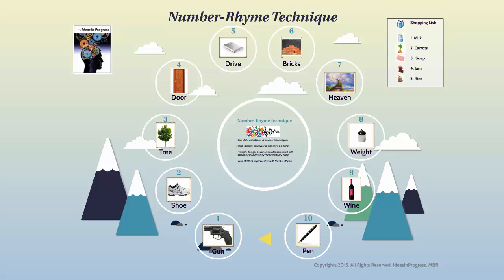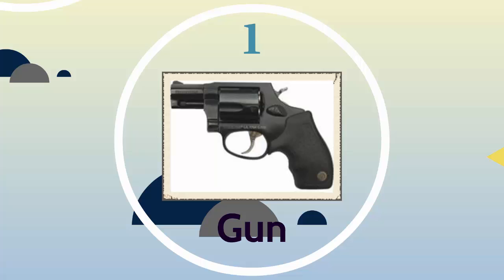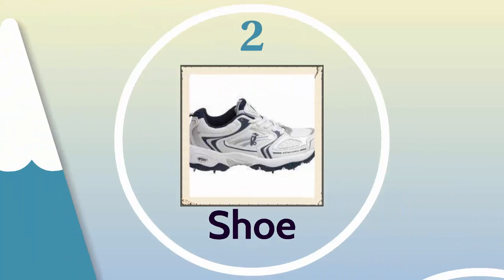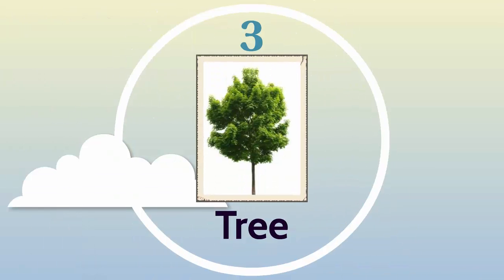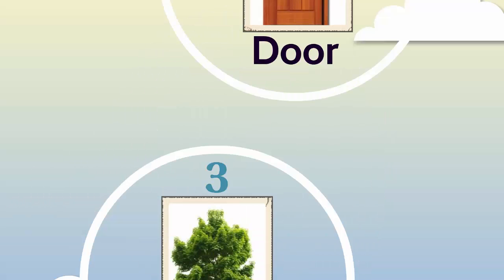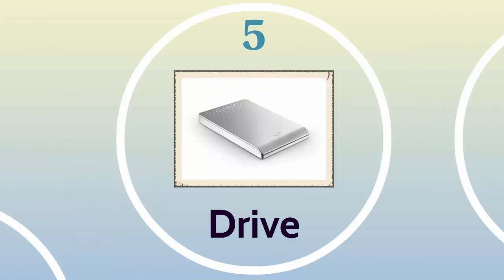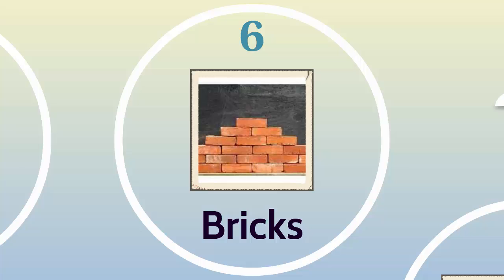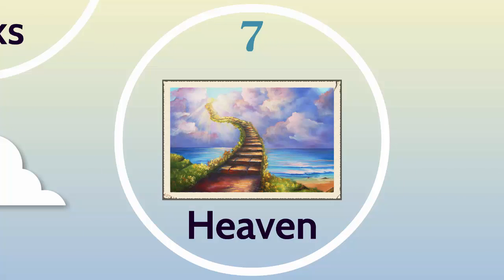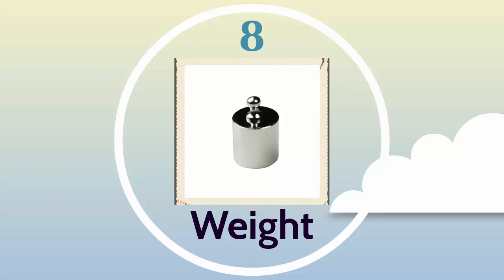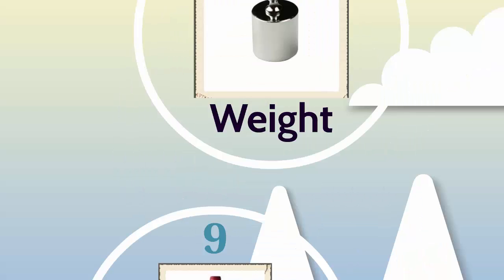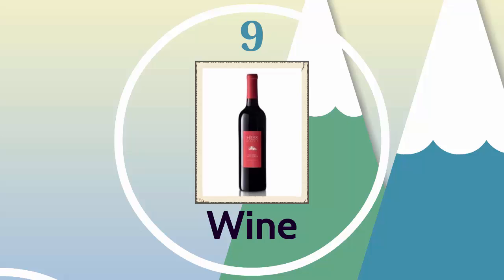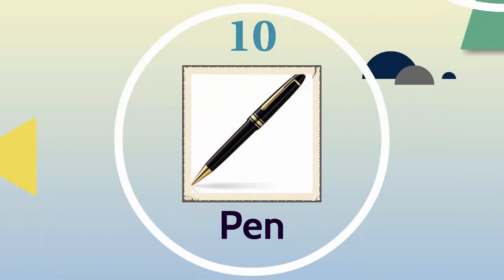You need to just remember that 1 is associated with the word gun and therefore the image of gun. 2 is associated with the word shoe. 3 is associated with the word tree. 4 is associated with door. 5 is associated with drive. 6 is associated with bricks. 7 rhymes with heaven. 8 rhymes or is associated with weight. 9 is associated with the word wine. And 10 is associated with the word pen.